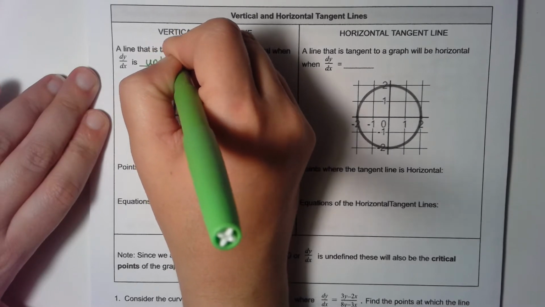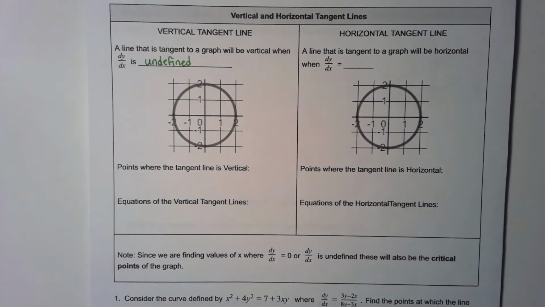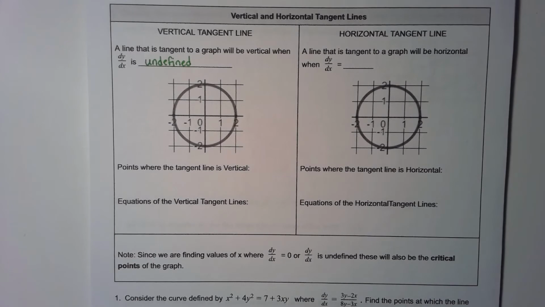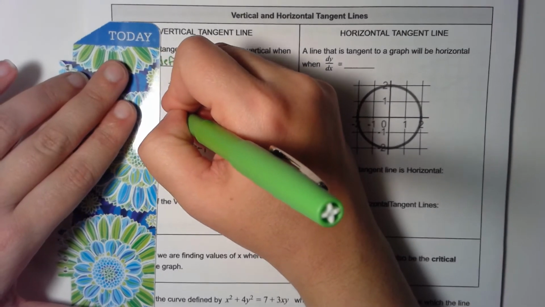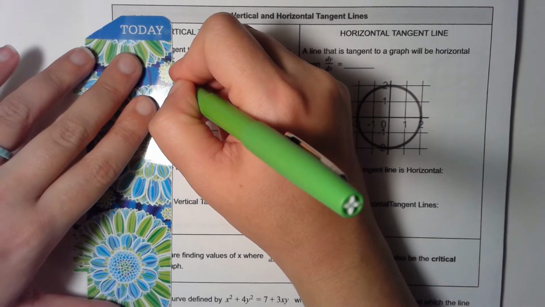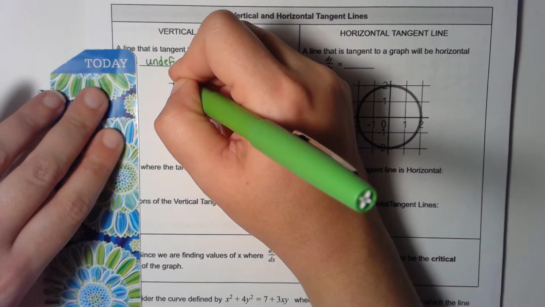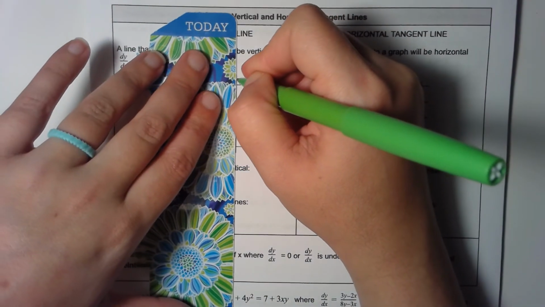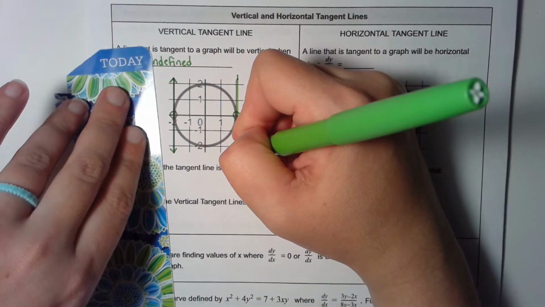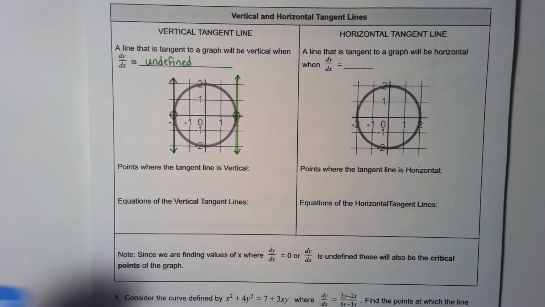One thing that we need to remember is that all vertical lines have what we call an undefined slope. So the slope of a vertical line doesn't exist. It's not a number, it's undefined. On this graph, we're going to have vertical tangent lines right here. If you imagine the tangent line to that circle, it's going to be vertical, as well as right here, where, again, if you imagine that tangent line, it's going to be vertical.